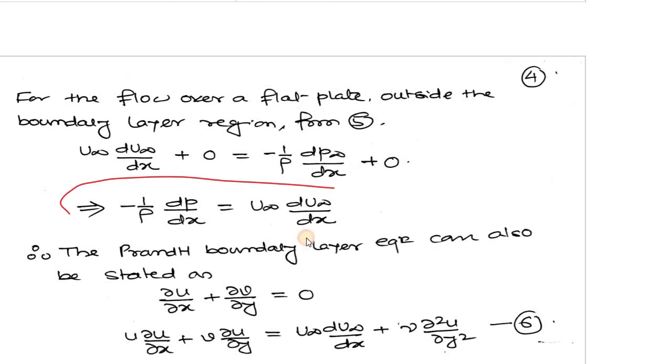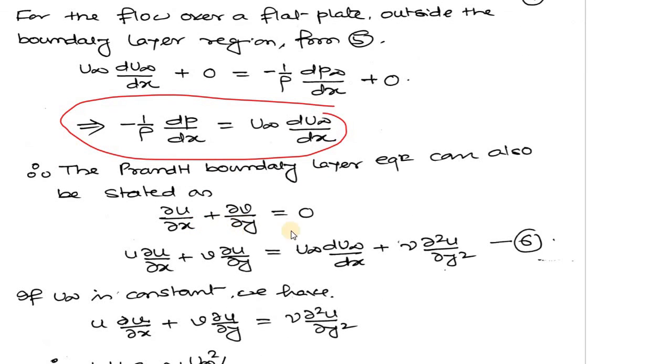If you substitute the value of this pressure gradient term in this equation, we now get del u del x plus del v del y equal to 0, continuity equation unchanged, and from the x momentum equation, u del u del x plus v del u del y equal to u infinity du infinity dx plus nu del square u del y square. This is another version of your Prandtl boundary layer equations. Now, if your u infinity is a constant velocity, then this term is completely 0, and we are left with u del u del x plus v del u del y equal to nu del square u del y square.